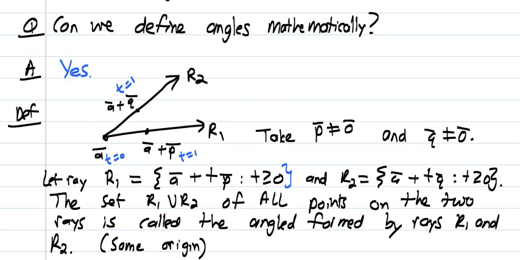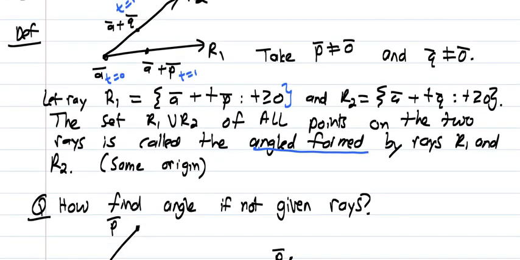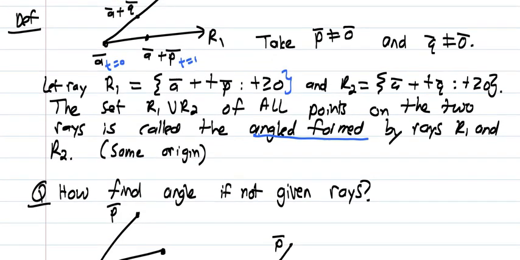Now we say the set ray 1 union ray 2 of all points on the two rays is called the angle formed by the two rays. Again important, they have the same origin. So the angle formed will be a union of two rays with the same origin. This is the definition in our model. But now the question is, how can we find the angle if we're not given rays?